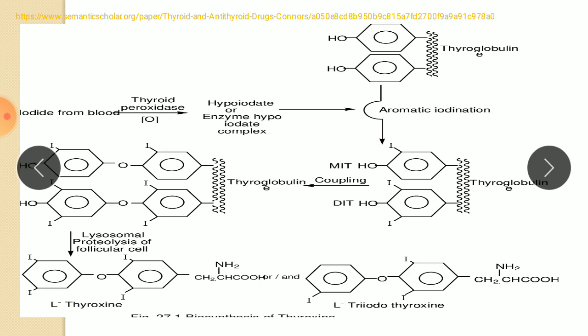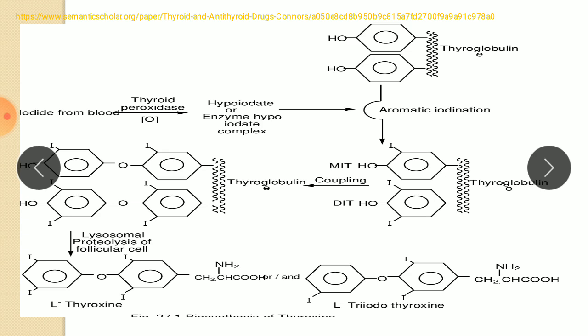Now fourth step, that is proteolysis of thyroglobulin and release of iodothyronine. The release of thyroid hormone from thyroglobulin begins with resorption of thyroglobulin by endocytosis into the follicular cell and its subsequent complete proteolysis by lysosomal digestive enzymes of the follicular cell. Thyroglobulin proteolysis yields MIT, DIT, T3 and T4.